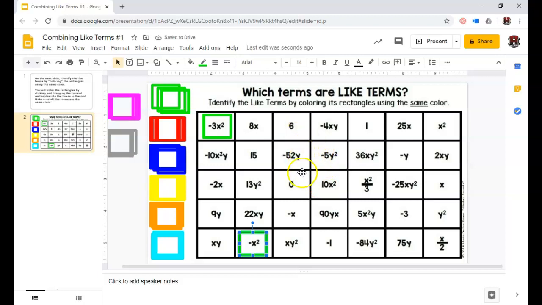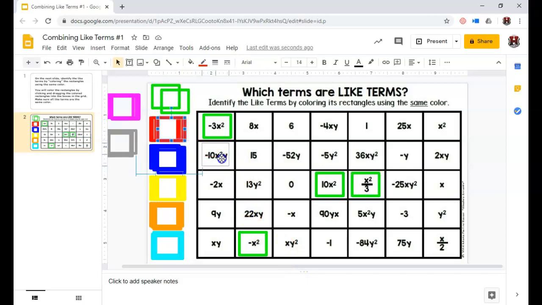And then I would continue going through here and checking my terms. Here's another one, 10x squared. So I'll bring this over and put that around him. Then continue on. Right here is another x squared over 3. So you'll continue to do that. You'll go through the whole chart until you have marked all of your x squareds. And then what you'll do is switch colors.